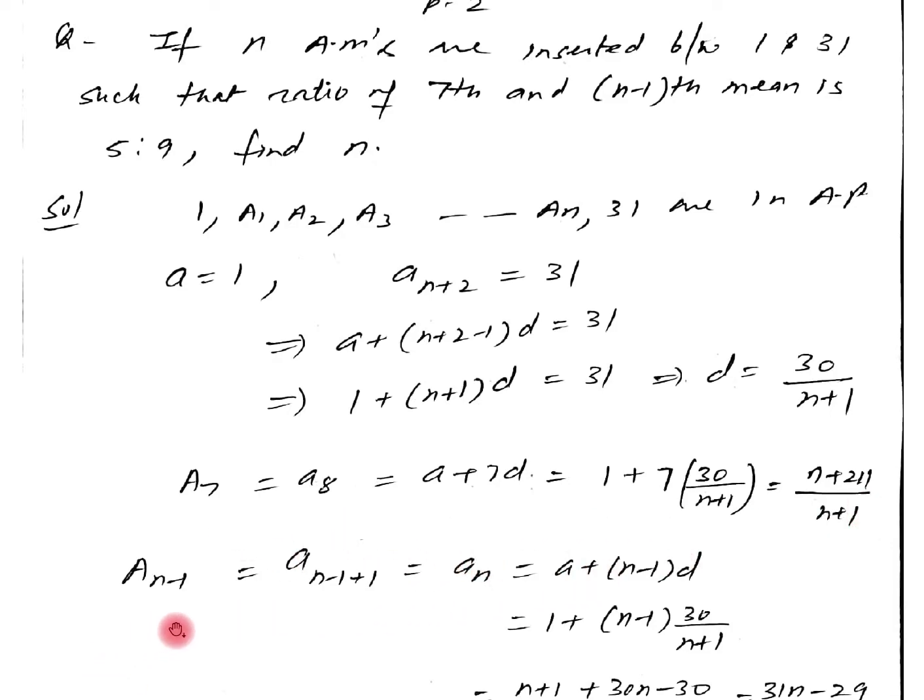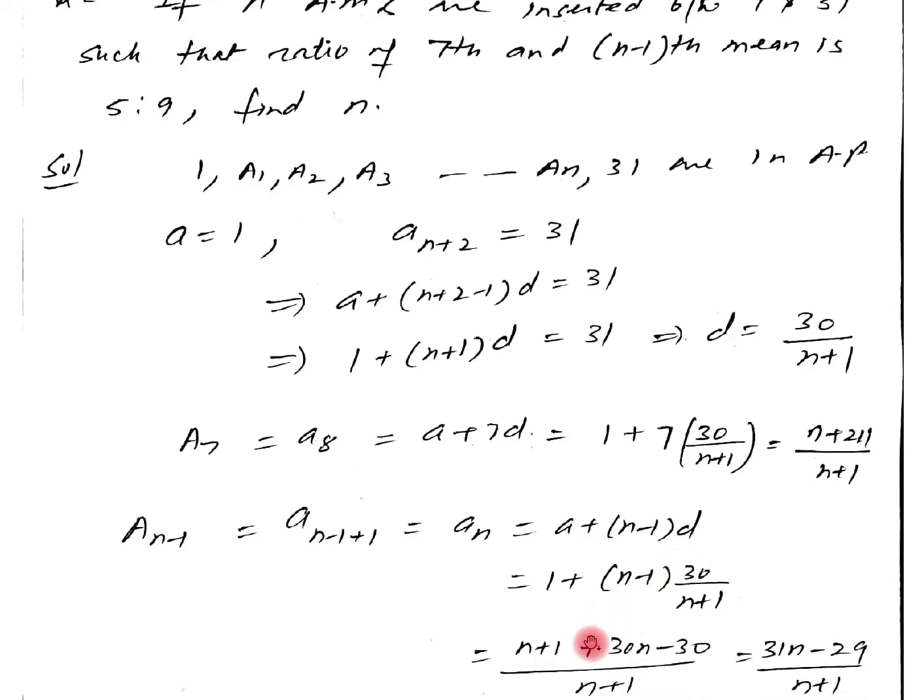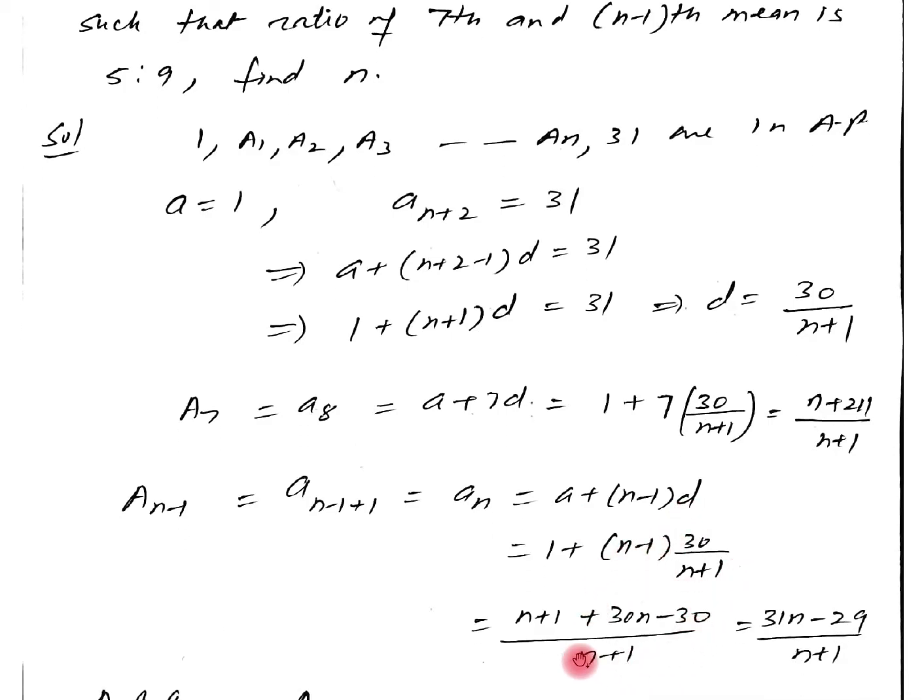Similarly, A(n minus 1), the (n minus 1)th mean, will be the next term, a(n minus 1 plus 1). It is the nth term. So it is a plus (n minus 1) d. Again putting the value of a and d and simplifying, we get the value of the (n minus 1)th mean.